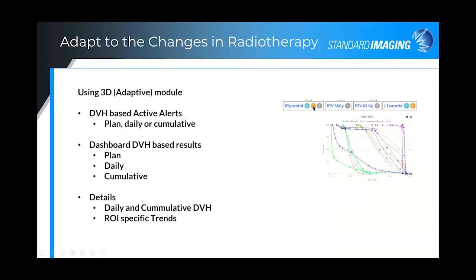As well, one can select from the dashboard these alerts and be taken directly into the plan to review the DVH in detail for all of the ROIs, as well as go to the specific ROI and look at features such as the trends for the treatment dose point, the cumulative dose point, the displacement in each direction, and the volume displacement as a function of fraction.